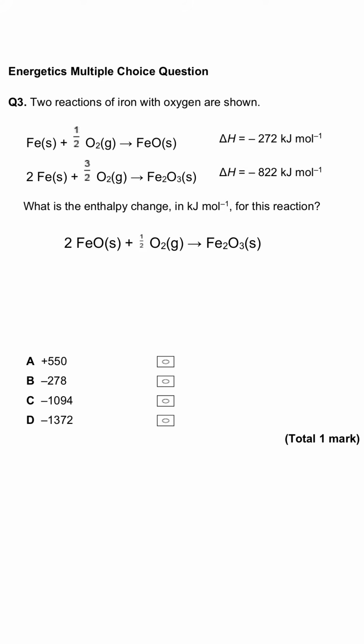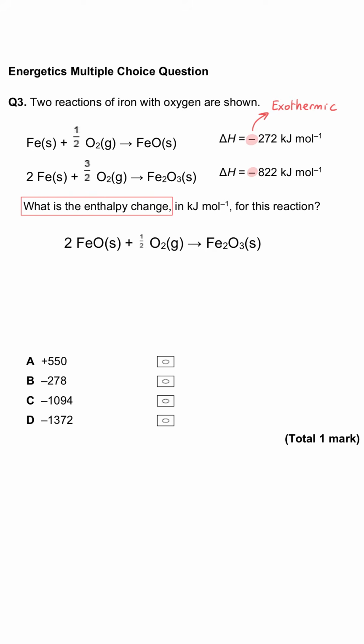Two reactions of iron with oxygen are shown here. We've got the element iron reacting with half a mole of oxygen gas producing FeO, and we've got 2 moles of iron reacting with 3/2 moles of oxygen gas to make Fe2O3. And we've got the enthalpy changes for both of these. Both of them are exothermic.